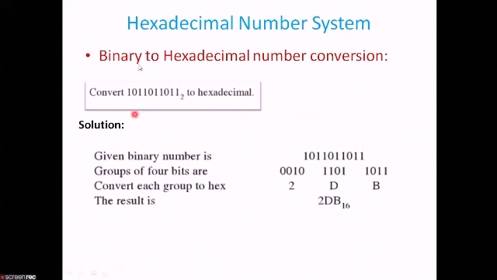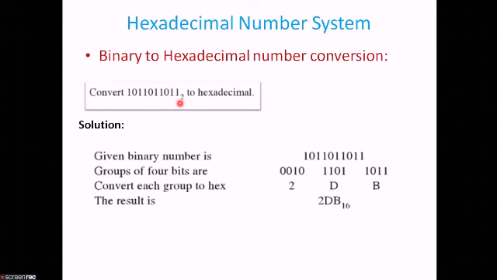Next is the binary to hexadecimal number conversion. Now a numerical is given, and we have to convert this binary number to hexadecimal. Now what is the question? The question is, convert 1011011011 to the base 2 to hexadecimal. As the base is 2, it is a binary number. Otherwise, as this one contains only 0 and 1, it is also a binary number.